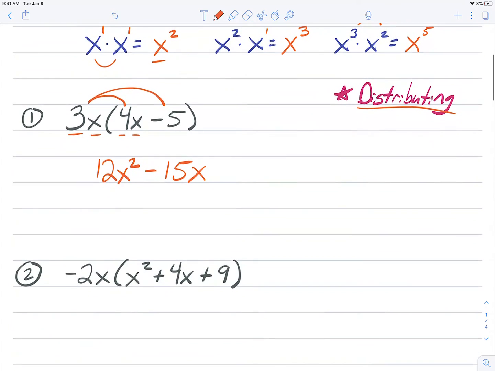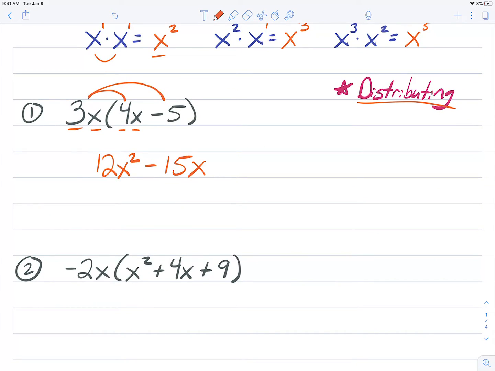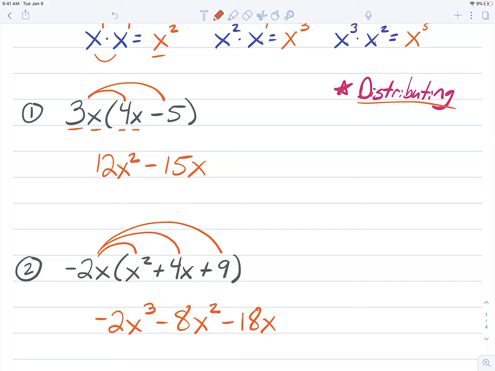Let's try another one. Problem number 2. Negative 2x is our monomial, and we're multiplying it by the trinomial x squared plus 4x plus 9. So negative 2x times x squared is a negative 2x to the third power. Negative 2x times 4x is negative 8x squared. And negative 2x times 9 is a negative 18x. So I used my product of powers rule, and I multiplied the coefficients.